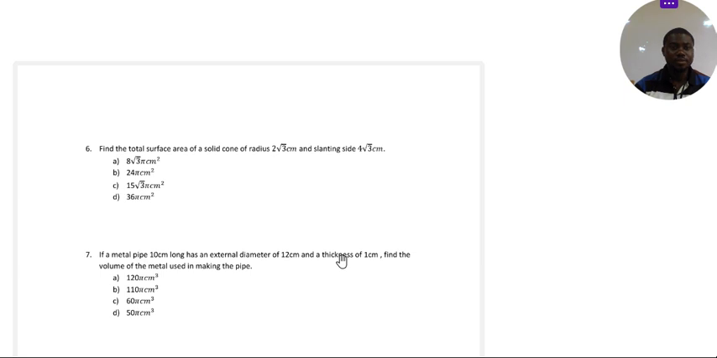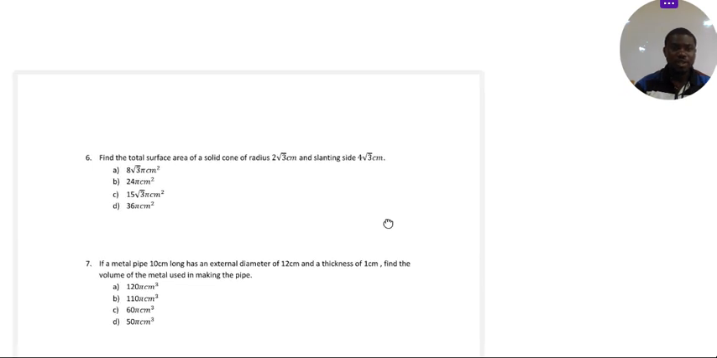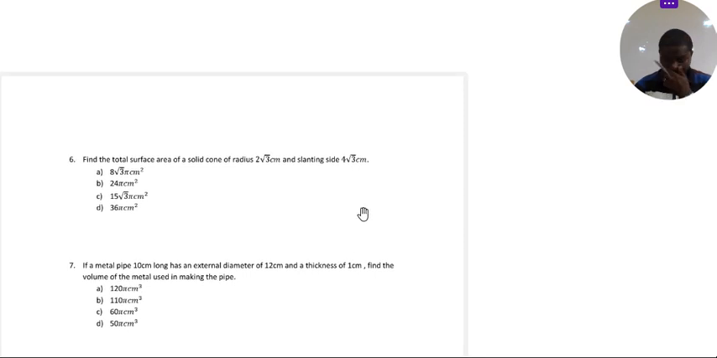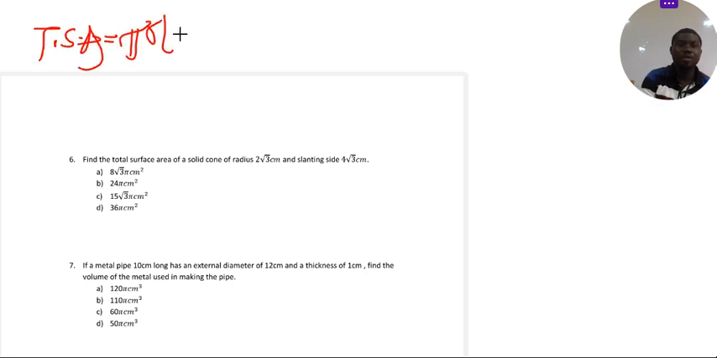Question 6. Find the total surface area of a cone of radius 2√3 centimeters, slanting height 4√3 centimeters. Total surface area of cone. So total surface area of cone is curved surface area pi r l plus area of the base pi r squared.